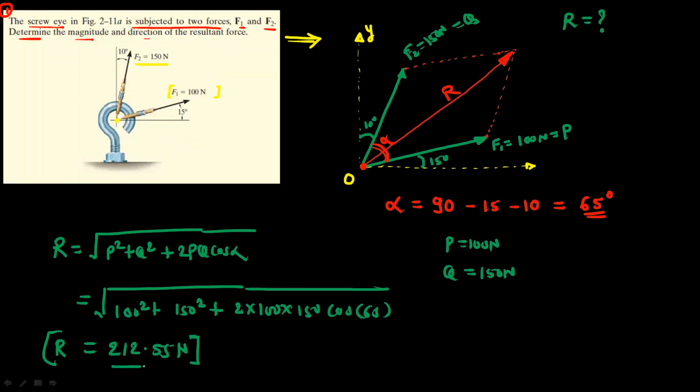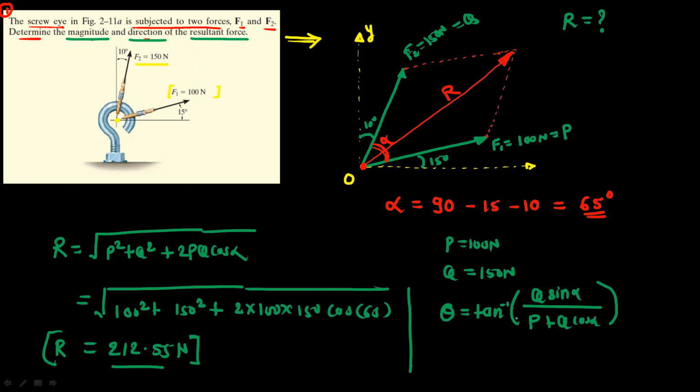So the resultant force is 212.55 Newton. Now next we have to determine the direction. The question is to determine the magnitude and the direction of the resultant force. So for direction, the formula is theta equal to tan inverse of Q sine alpha upon P plus Q cos alpha. This theta angle is taken with respect to force P. That means if you find out the theta, that angle will be with respect to force P. So this angle is theta. So put the value of Q, alpha and the force P.